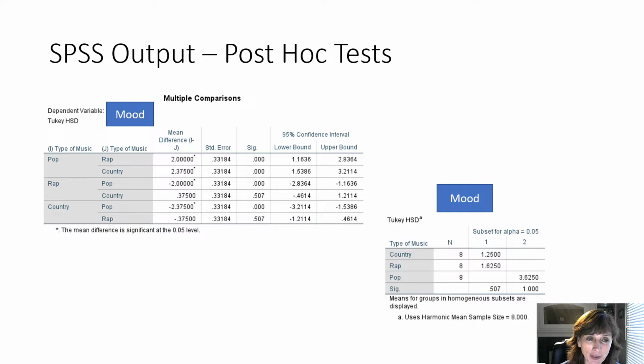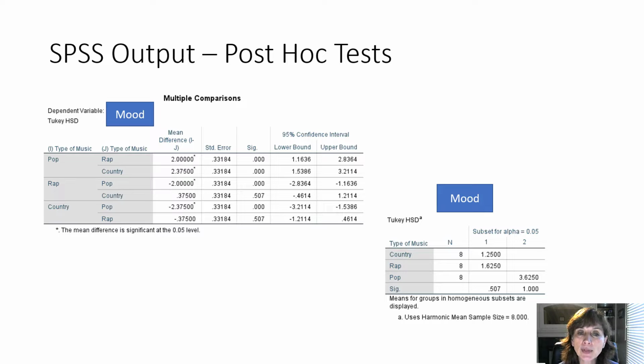If I compare rap and pop, it's the same, it's just a different direction, the way it's being subtracted than up above. That mean difference is -2, that's statistically significant. Rap and country are not, though. That difference of 0.375 is not statistically significant.